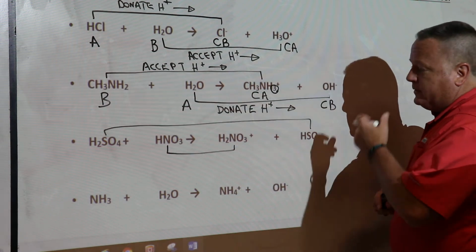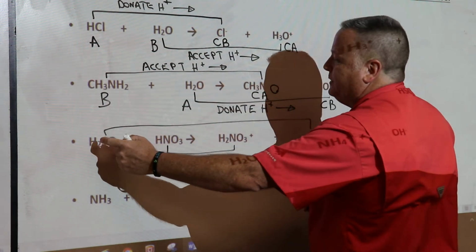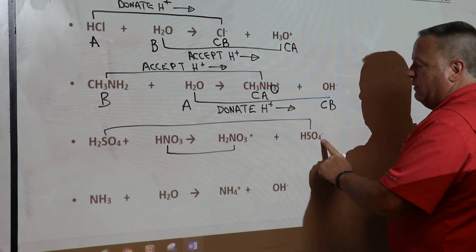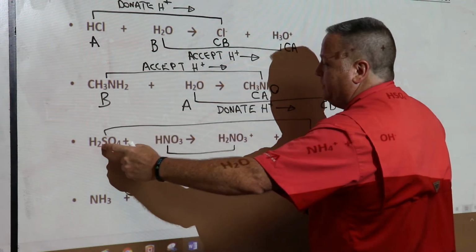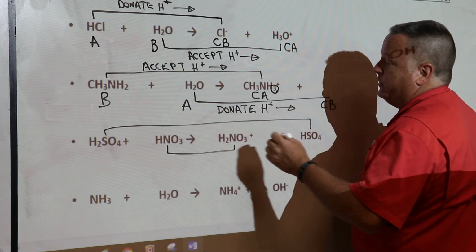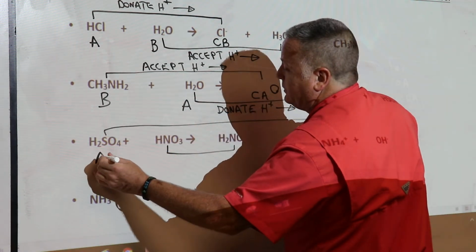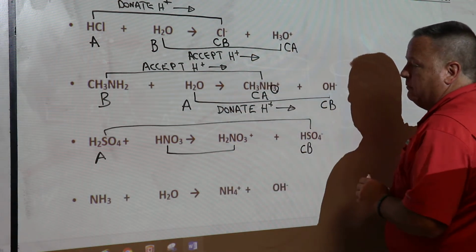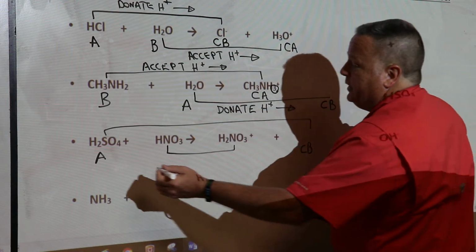All right, welcome back. So take a look at what happens. I've got H2SO4 and HSO4. Okay, so in other words, to go from H2 to H, I had to donate a hydrogen, so that means this one would have to be the acid, and this one would have to be the conjugate base. All right, makes sense? Now check the other one, okay?